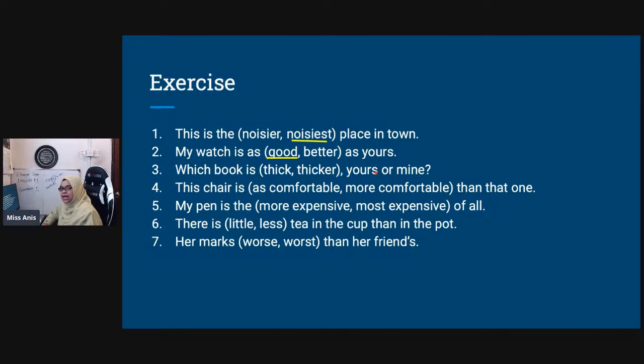So dekat sini ada pembandingan dua benda. Okay, so dekat sini, good. Thank you Afrina. Sorry Afrina, Miss nampak komen lambat sikit. Okay, thank you. Yes, good. So which book is thick or thicker, yours or mine? So dekat sini dia tengah compare kan dua benda.